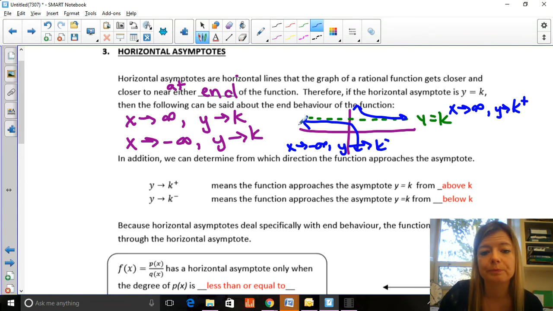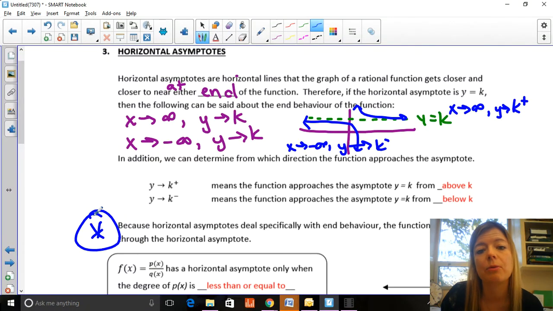Okay, so because horizontal asymptotes deal specifically with end behavior, the function may still pass through the horizontal asymptote at some point.